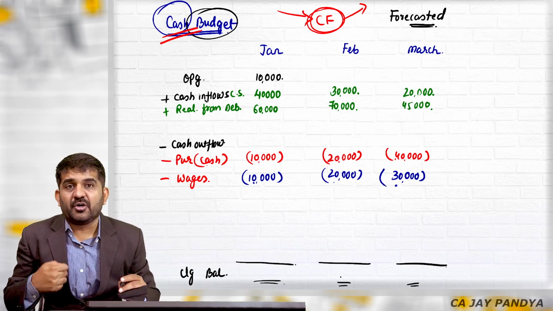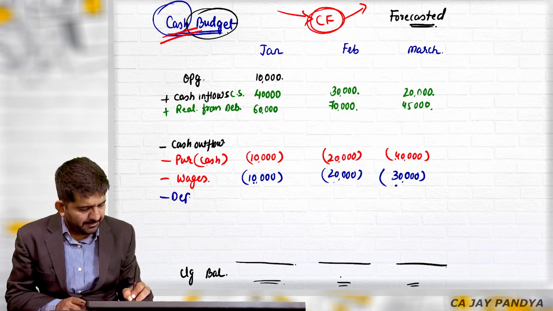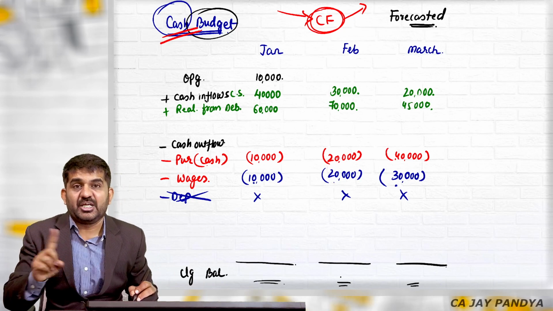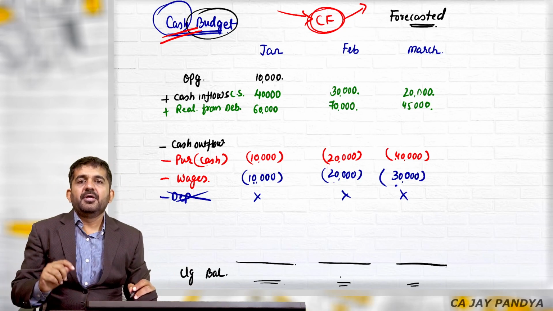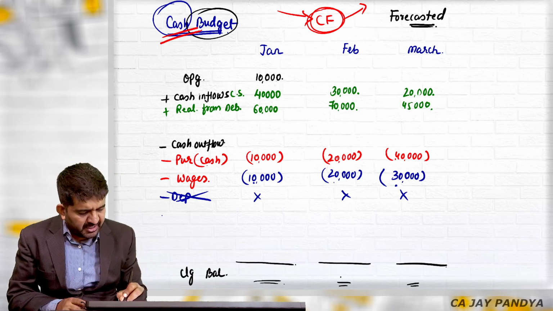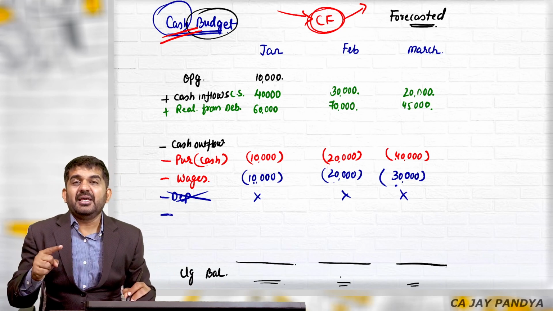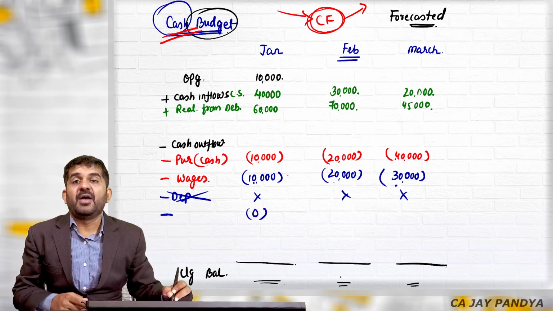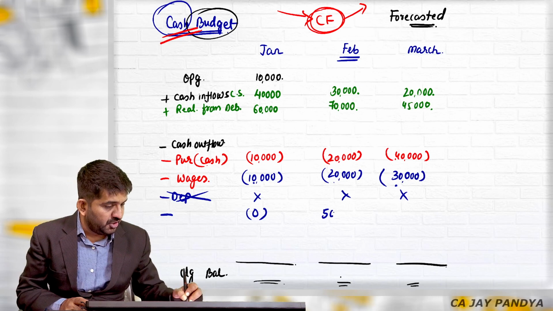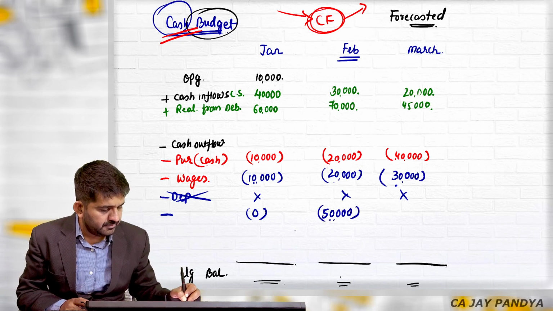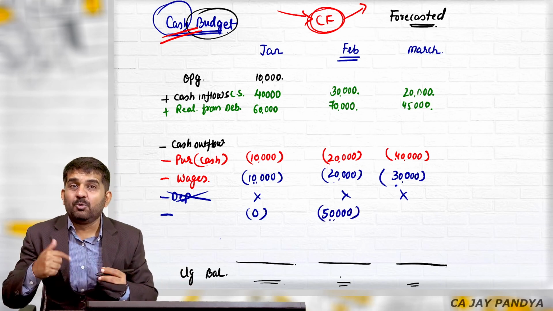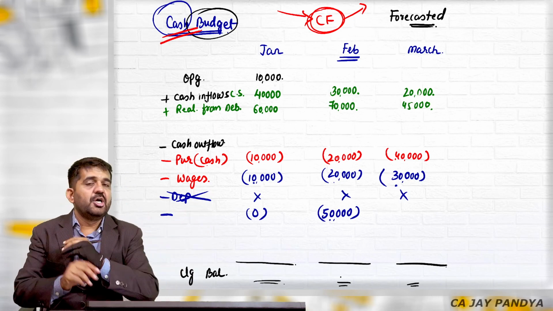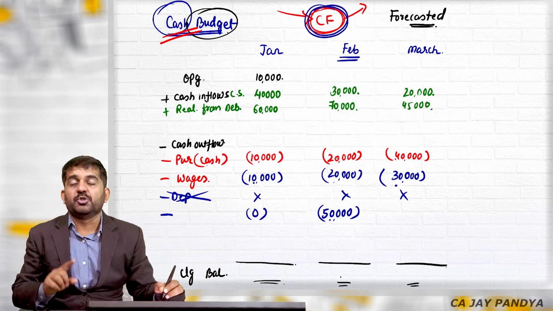Depreciation for the month of Jan is 5,000, minus depreciation? No. Depreciation is non-cash. We should not consider it. I have purchased machinery in cash in the month of Feb, machinery of 50,000 rupees. So I will have to pay 50,000 rupees. Sir, it is not my expenditure. It is capital expenditure. Whatever is your expenditure, you should think about cash.